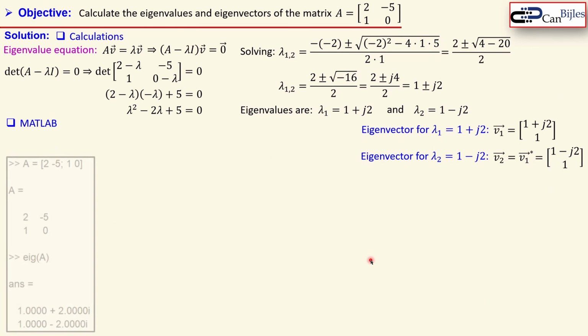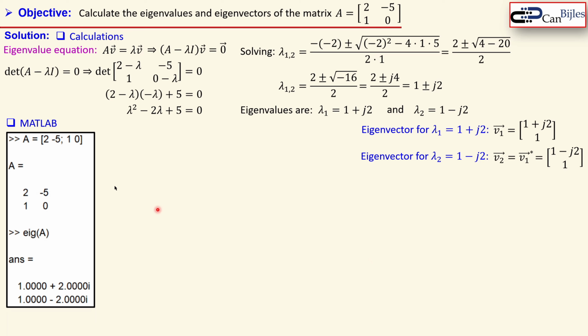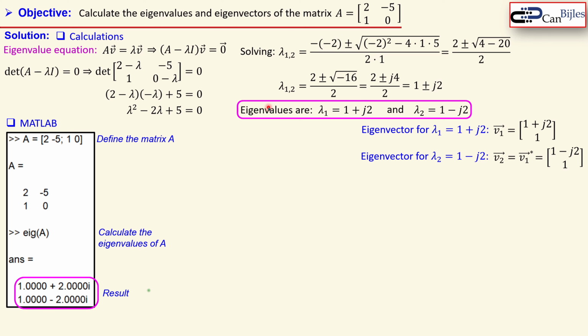That is in MATLAB, the verification of our calculation. This is the matrix we have given. You see here 2, minus 5; semicolon; 1, 0. This is now the matrix. We here use the command to calculate the eigenvalues. And you see here the result. We see here 1 plus 2i, which is actually a j, and 1 minus 2i. So these are the two eigenvalues, and this is also what we had here. So this is indeed correct.